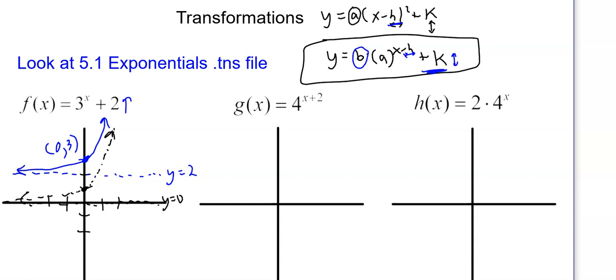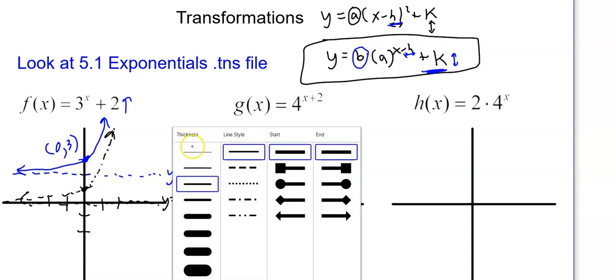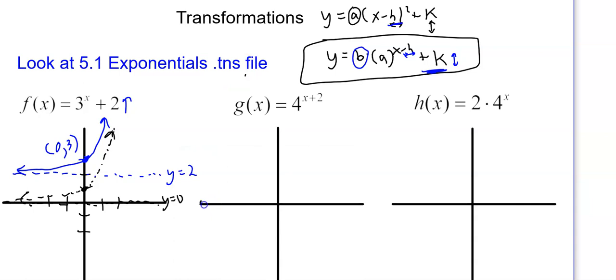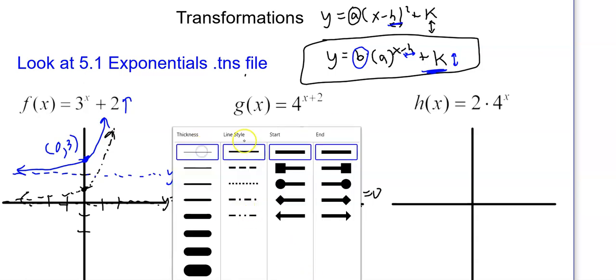Okay, let's try the next one. Again, start with your parent graph. So I'm just going to do 4 to the x. Again, 4 to the x looks a lot like 2 to the x, it just goes a touch faster. So y equals 0, and it goes through the point 0, 1. Behavior on the left, it approaches the asymptote and moves up pretty fast. That's the parent graph. So now which direction will the +2 move it?